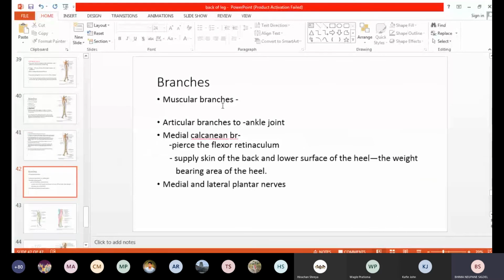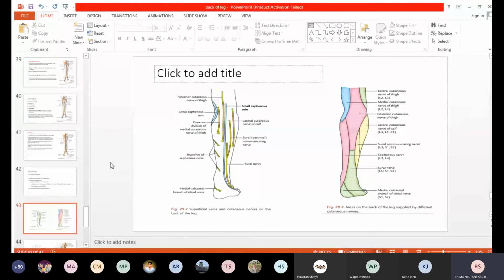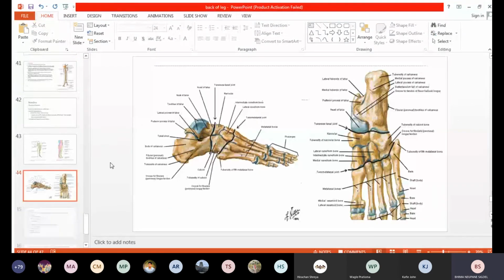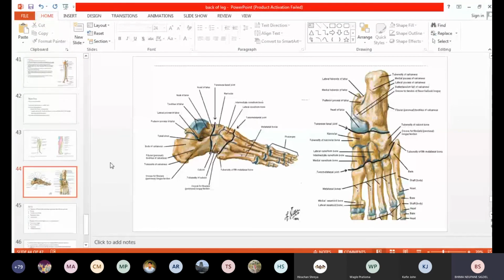The branches are the muscular branches to supply the muscles of the posterior compartment, and one branch to the ankle joint, that is the articular branch, and the medial calcaneal branches, which pierce the flexor retinaculum and supply the skin of the back and the lower surface of the heel. Other branches are the medial and lateral plantar nerves. In detail you will study these nerves in the sole of the foot. These are the cutaneous innervations of the posterior compartment of the leg. Bones also you have seen.